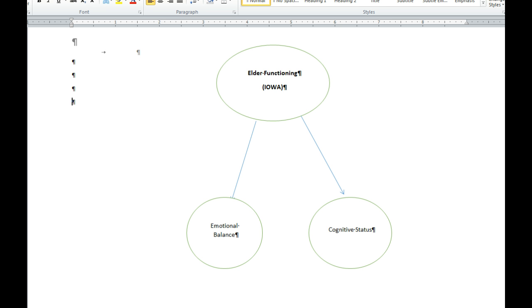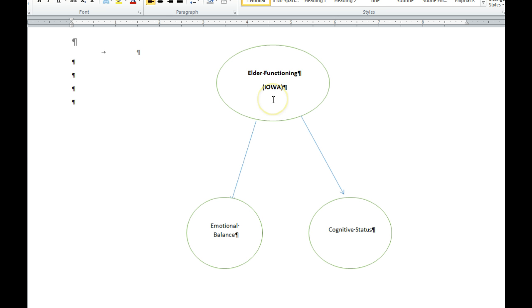So in this case, dependency has to do both conceptually as well as empirically. Conceptually, this Iowa self-assessment measure is a multidimensional measure of elders' functioning with multiple subscales or multiple smaller dimensions that make up this larger dimension of elder functioning.